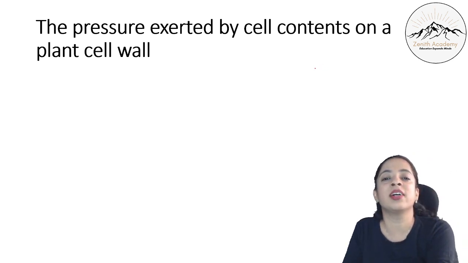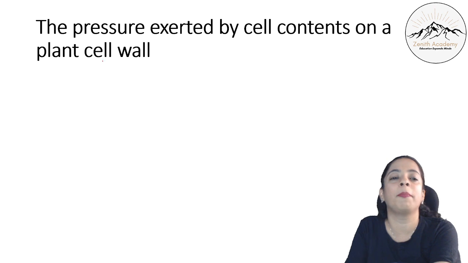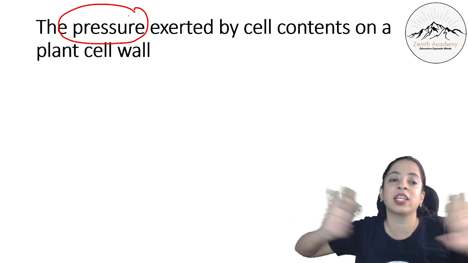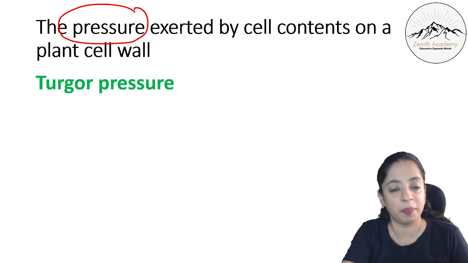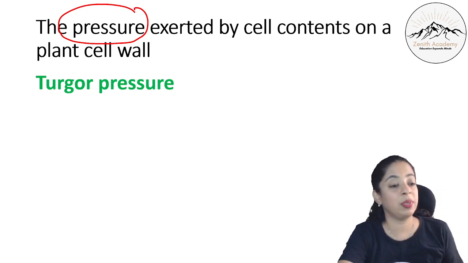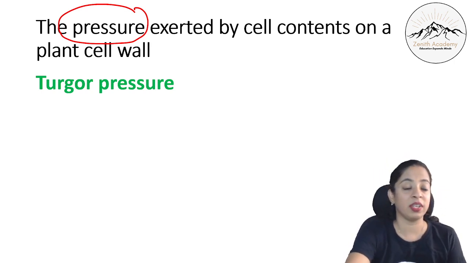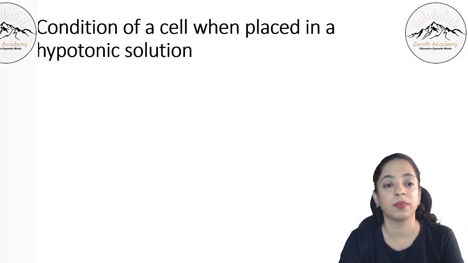The pressure exerted by cell contents on the plant cell wall. So what is the name of that pressure which is exerted by the cell contents on the cell wall? The answer is turgor pressure. You have to remember the spellings as well very nicely in biology.